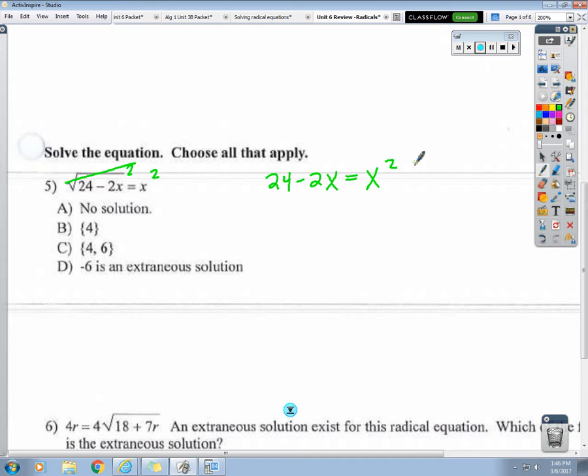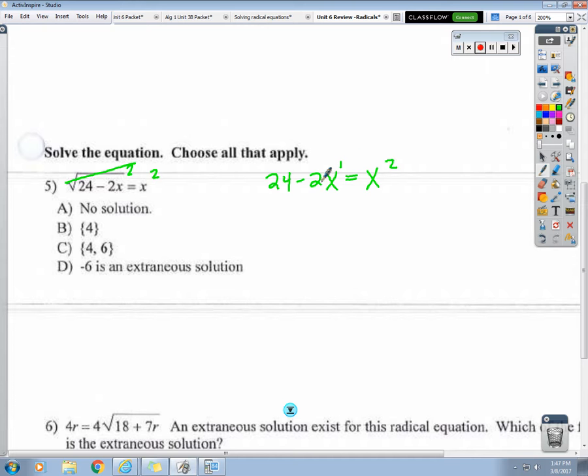So this is different than the ones we just worked. All 3 terms are different types of terms. You have a constant, you have an x to the first, and you have an x to the second. When they're all different, what do you have to do? Correct. Move them all to the same side as the x squared and set it equal to 0.